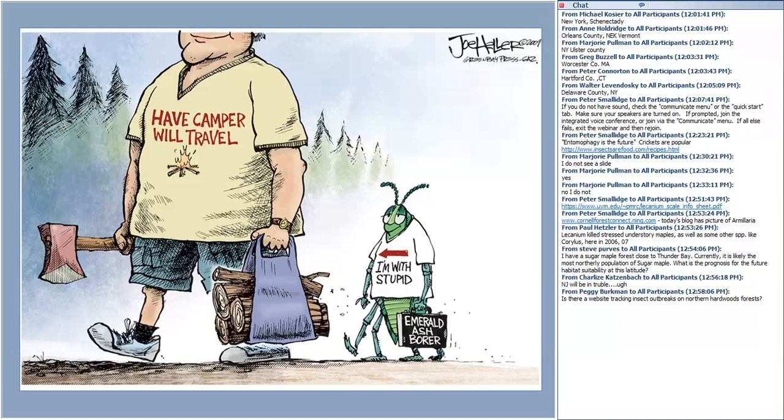Wow. Talk a little bit about spray programs. What are the options for Forest Tent and Eastern Tent Caterpillar? Yeah, I forgot all about that. I apologize, because it's a really important thing.